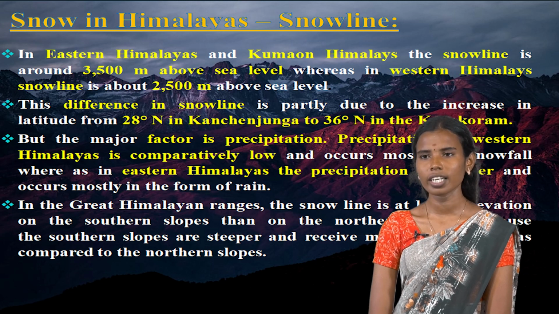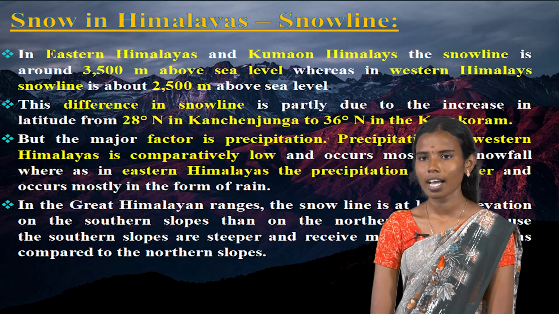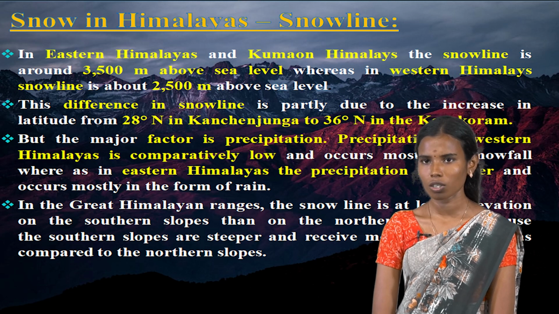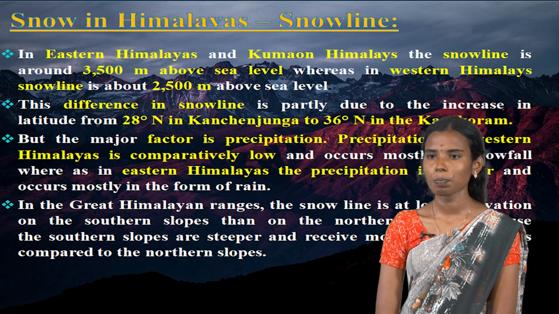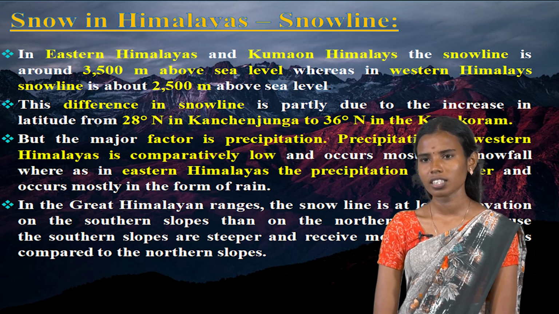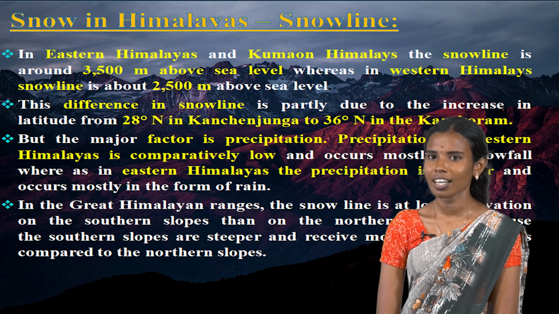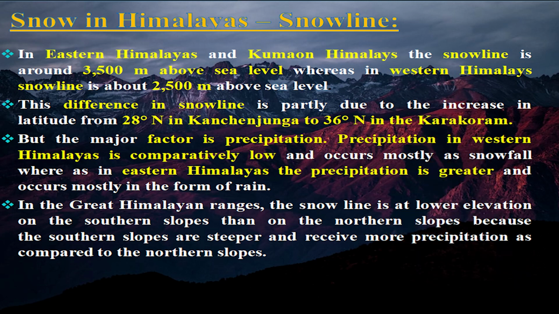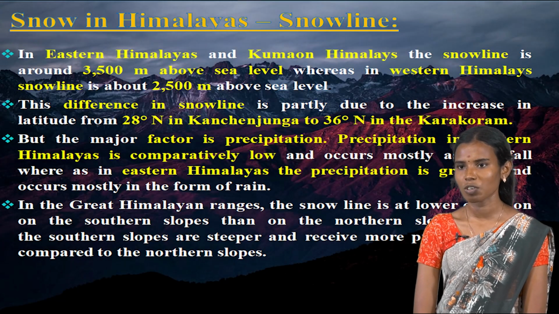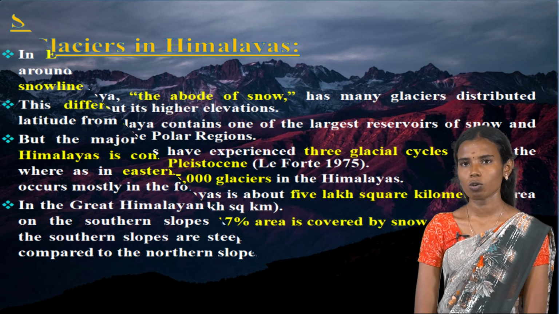This difference in snowline is partly due to the increase in latitude from 28° north in Kanchenjunga to 36° north in the Karakoram range. But the major factor is precipitation. Precipitation in the western Himalayas is comparatively low and occurs mostly as snowfall, whereas in eastern Himalaya the precipitation is greater and mostly in the form of rain. In the Great Himalayan ranges, the snowline is at lower elevation on the southern slope than on the northern slope because the southern slopes are steeper and receive more precipitation as compared to the northern slope.